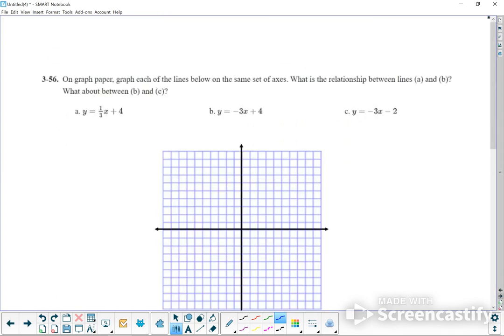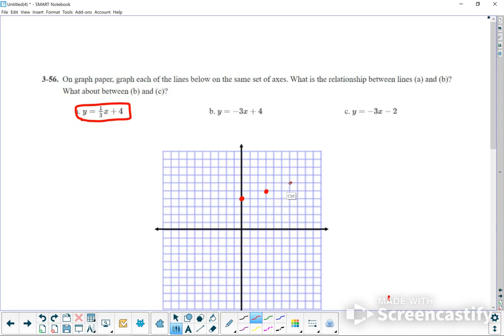Okay. Back page on graph paper. Graph each of the lines below on the same set of axes. What's the relationship between lines A and B and between B and C? All right, so let's graph A first. A we'll put in red. You probably won't have that, but I have access to red. So we're going to graph 4. Okay, we start at 4, and then this one says 1/3, which means up 1 and over 3.